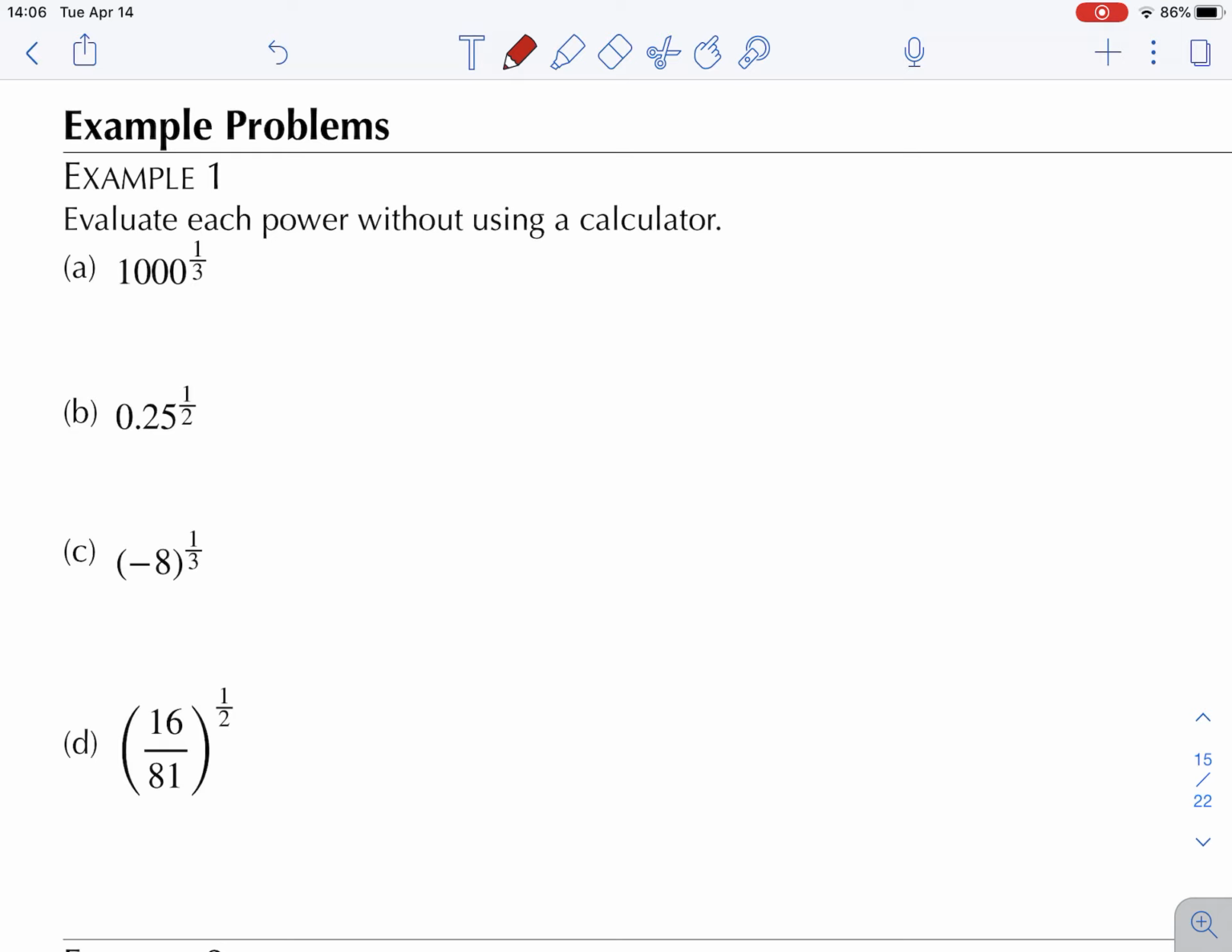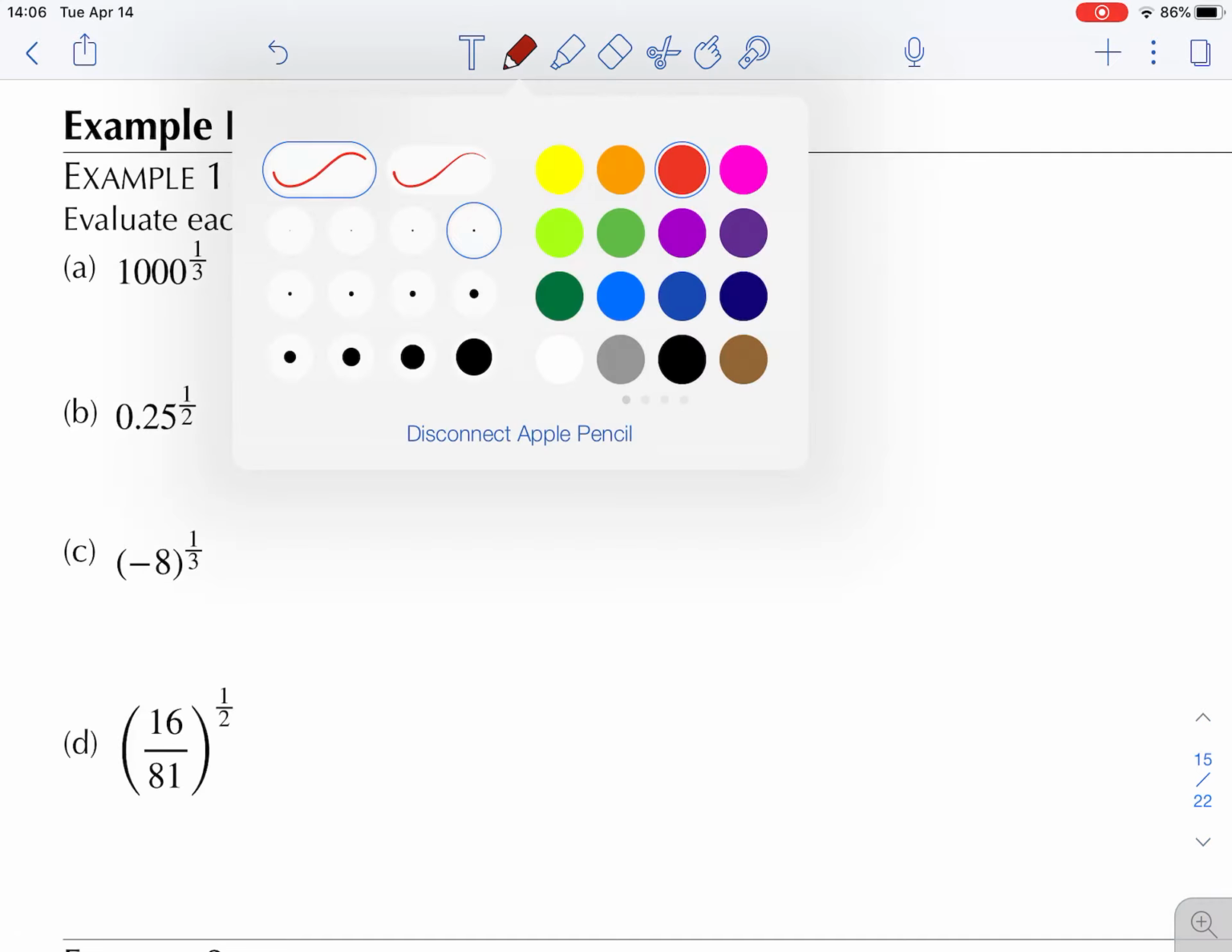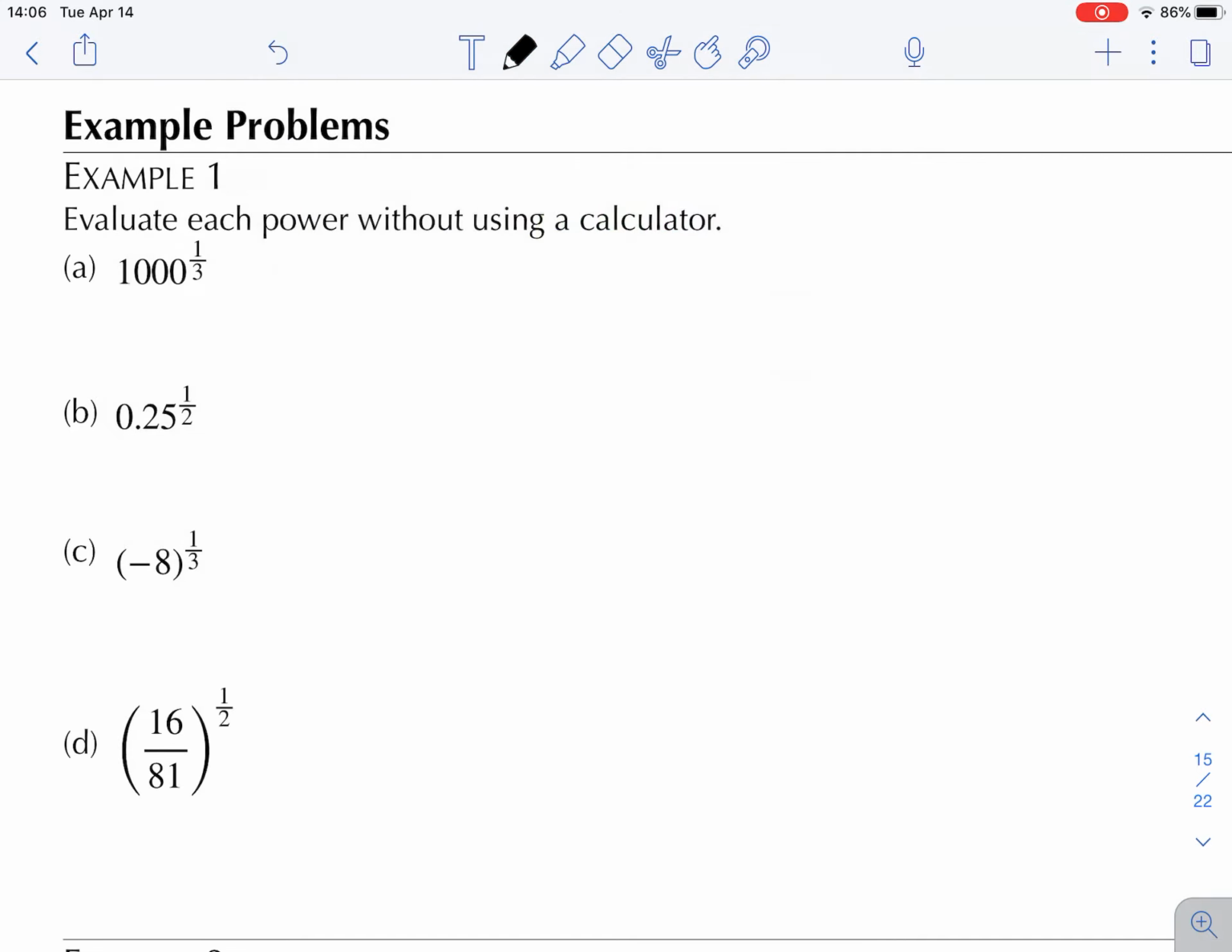Let's look at section 4.4, the example problems. Example 1, evaluate each power without using a calculator. Well, what we're going to do is turn these into radicals so they make more sense in our head, and it gives us some practice.